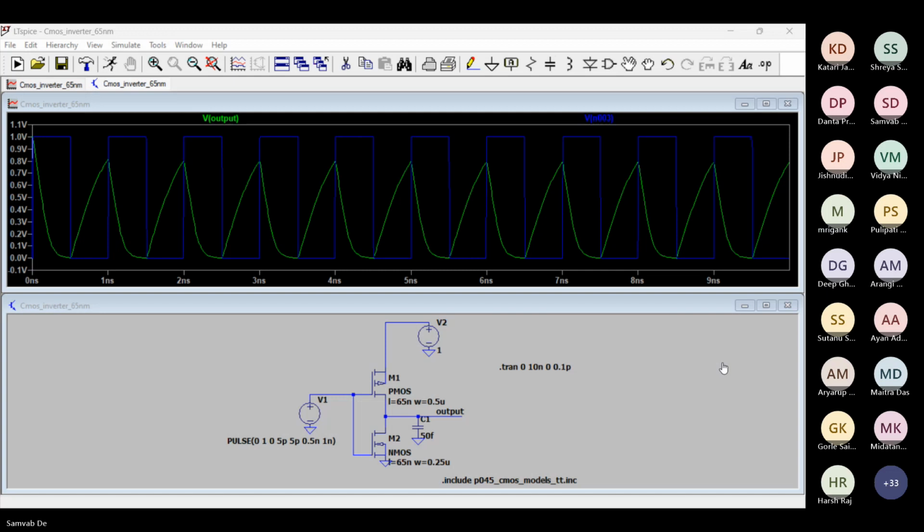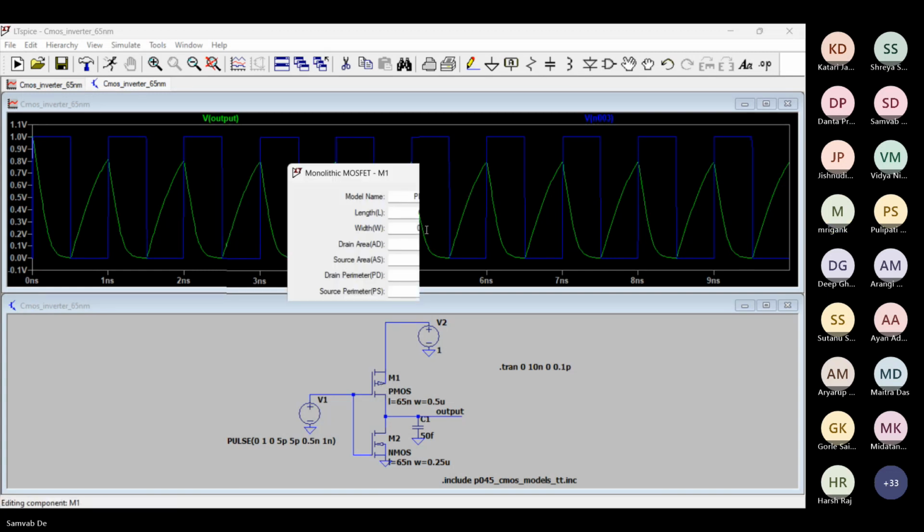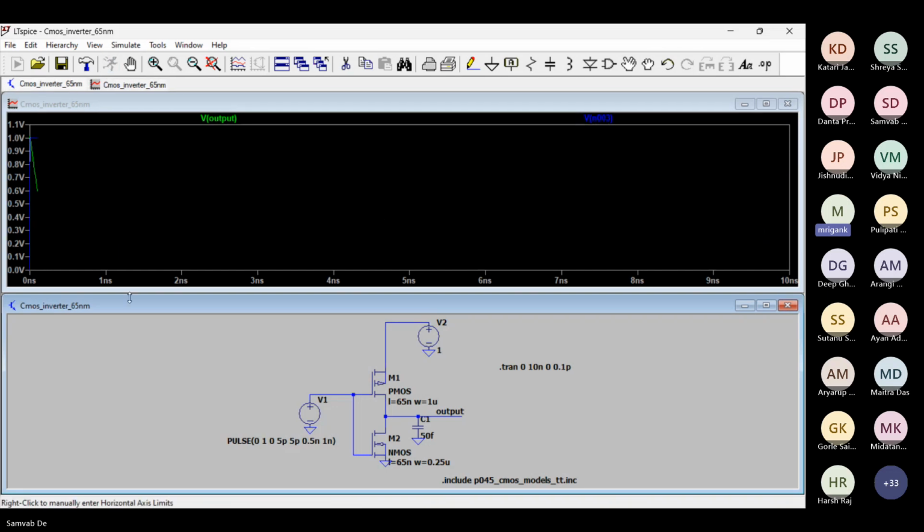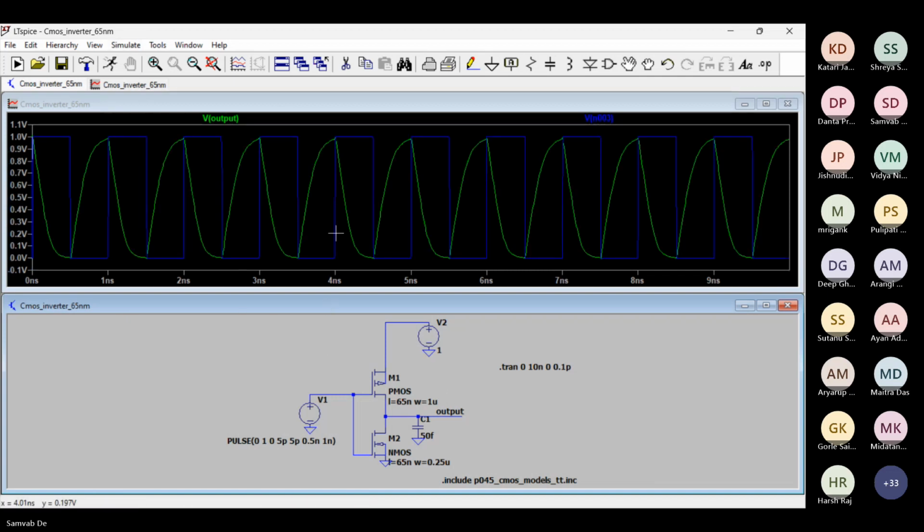Increase W. So make the W 1 micro for PMOS. Generally, yeah, just go ahead and simulate. So now you see at least it reached the VDD. So to some extent, it is able to reach. The waveform became symmetric once again. So both NMOS and PMOS now at least are able to fully charge and discharge, right?